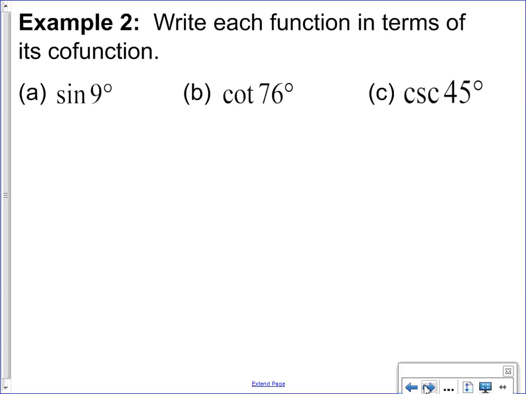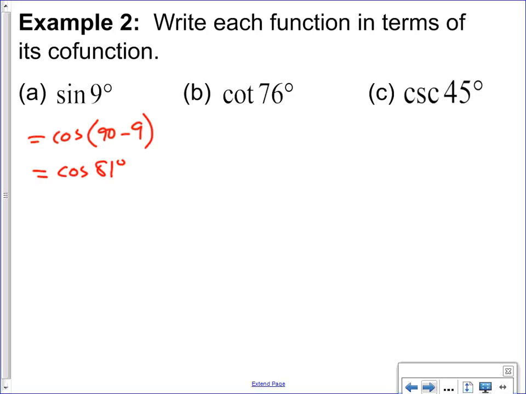To find the cofunction of sine of 9 degrees. What's the cofunction of sine? Cosine, right? So to find the cofunction of sine, that's the same thing as the cosine of, take away 9 from 90. So 90 minus 9. I know, it looks tedious. 90 minus 9 is 81.